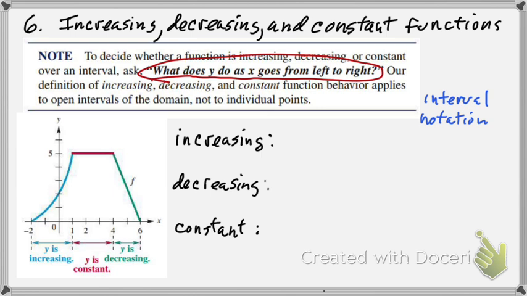-2. And if you look at the blue part, as x moves from -2 to 1, the y's are always getting bigger. Remember, what does y do as x goes from left to right? Well, as x is going from left, which is -2, to right, which is 1, the y's are getting bigger. So in interval notation, I would write from -2 to 1. Now notice that's an open interval. You got to read the question. If they say open interval, then you're going to use parentheses. If they say closed interval, you're going to use brackets. Got to read the question.